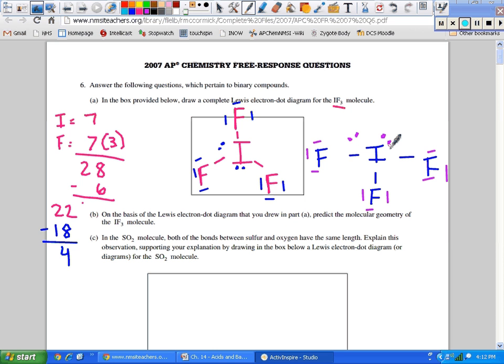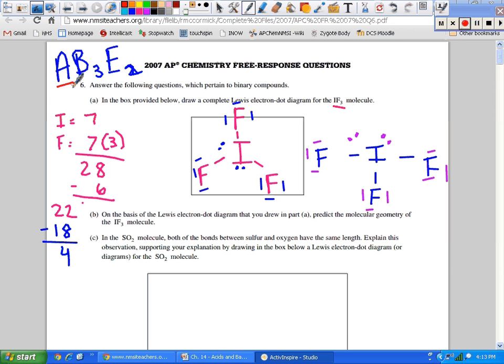All right, let me explain to you guys why it's the T shape. Do y'all have this? You may want to look at it. Here's why. Let me show you what I'm talking about. Okay, listen. AB3E2. This is the generic formula. Let me explain how this works. A is the central atom. What is the central atom? It's I. So you have I. Do you agree with that?